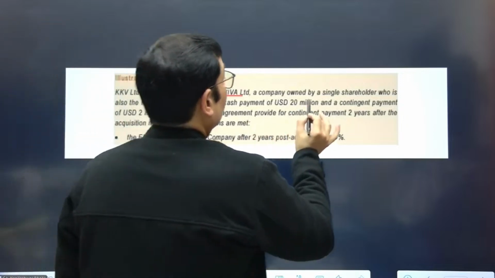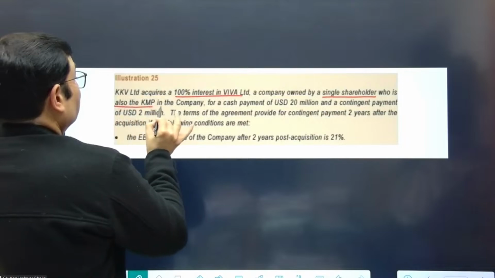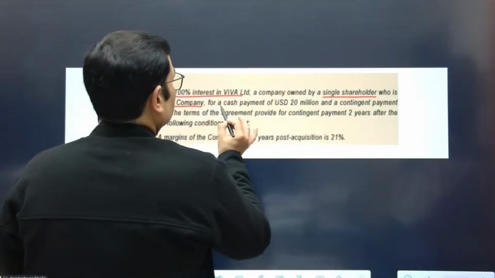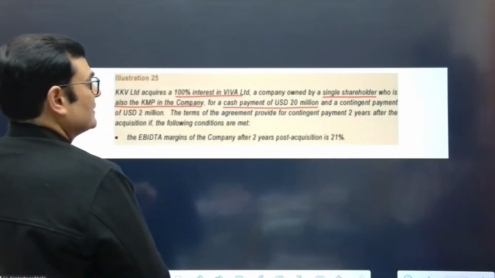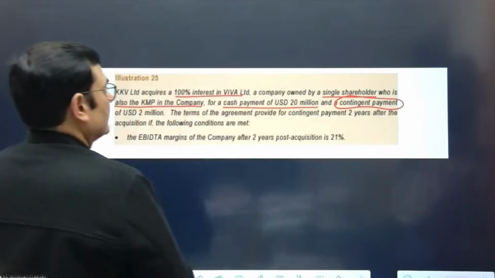company which is owned by a single shareholder who is also the KMP in the company. Did you notice something? He is very clearly telling you that the shareholder is also the KMP. That means he's also the employee of the company. So when payment will be given to him, we need to see in what capacity it is given. It says for a cash payment of $20 million and a contingent payment. He's already made it clear that it is CC.